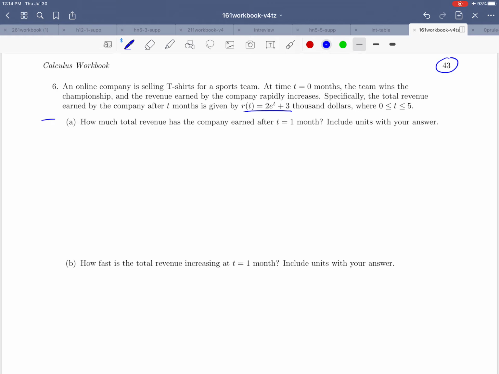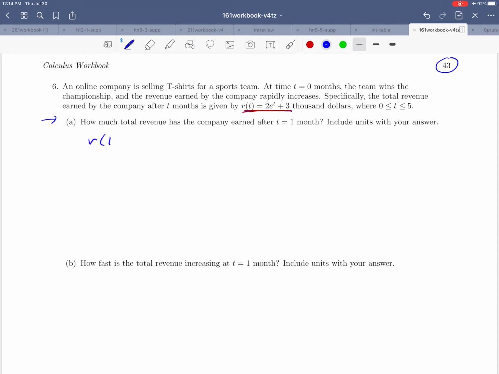Starting with part A, how much total revenue has the company earned after t equals 1 month? And we'd like to include units. In this case, notice that we're given the revenue function directly. That's the meaning of this function r of t that they've given us. So to find the revenue at t equals 1 month, all we really need to do is substitute t equals 1 into that function. We should get our revenue.